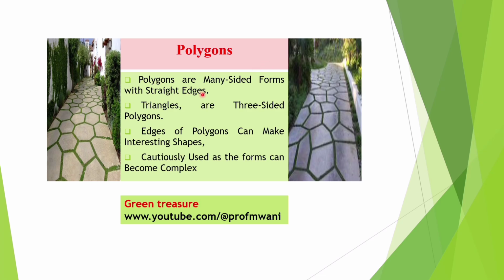Polygons are many-sided forms with straight edges. It can be triangles or three-sided polygons. Edges of polygons can make interesting shapes. See how they are being connected together, and how it gives a good pattern. If it is cautiously used as the form, it can be more complex. So polygons are also used for designs, and they are being used to create different forms within a lawn, within a design.